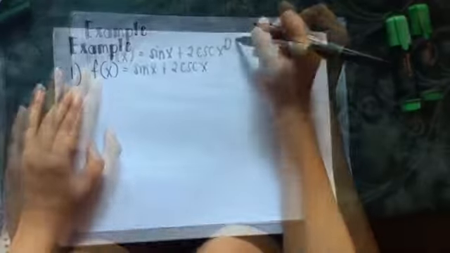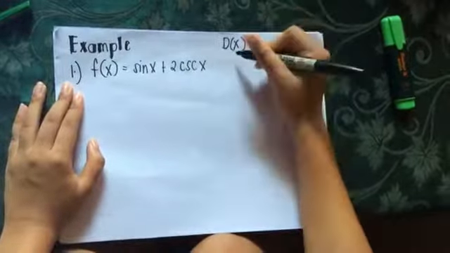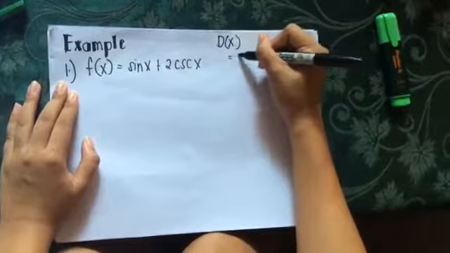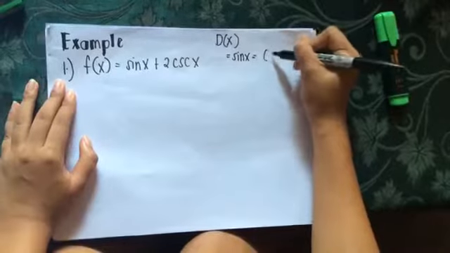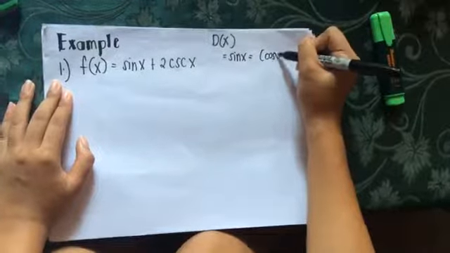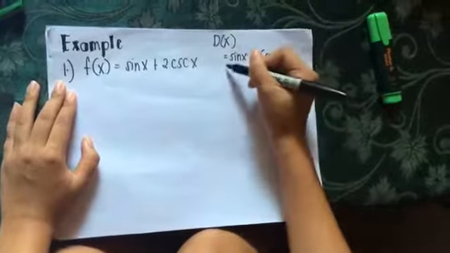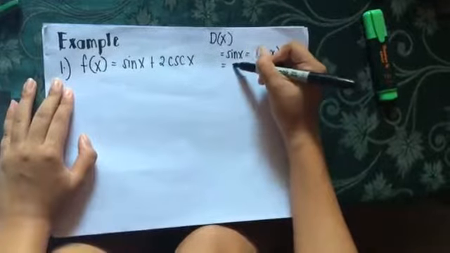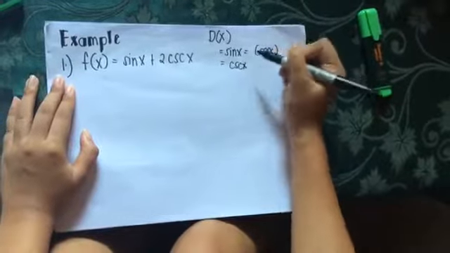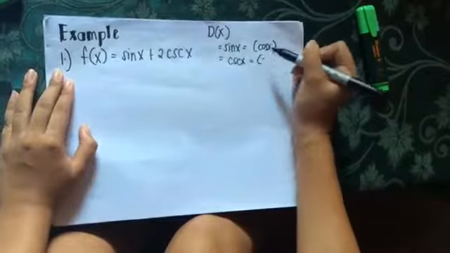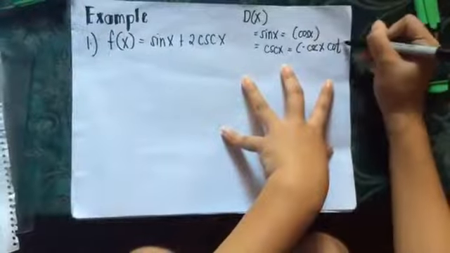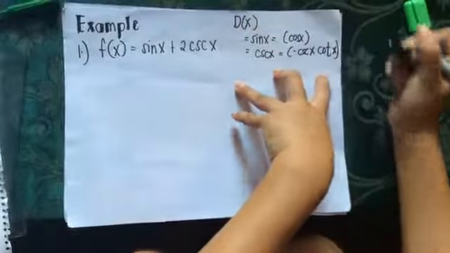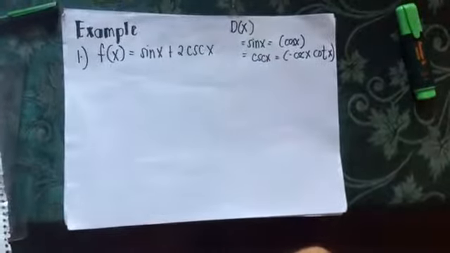As we have done earlier, we first have to get the derivatives of each term. Our first term is sine x, whose derivative is cos x. Our second term is cosecant x. We have to disregard the value of 2 first for us to be able to solve properly. The derivative of cosecant x is negative cosecant x cotangent x.